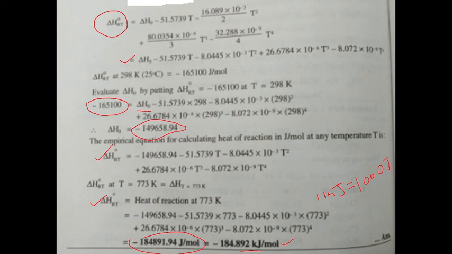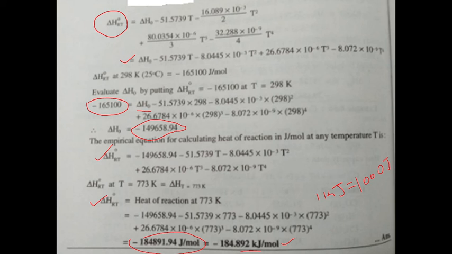Okay. So the objective of this problem is to determine the standard heat of reaction at T equal to 773 Kelvin. What do you do here? Substitute T equal to 773 in this expression. Finally, we get the standard heat of reaction at temperature 773 Kelvin as minus 184891.94 joule per mole. Are you clear on that? Okay. So from this problem, the standard heat of reaction values are negative.